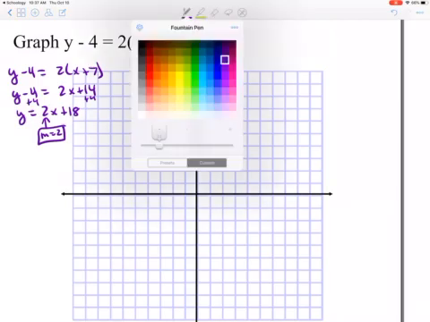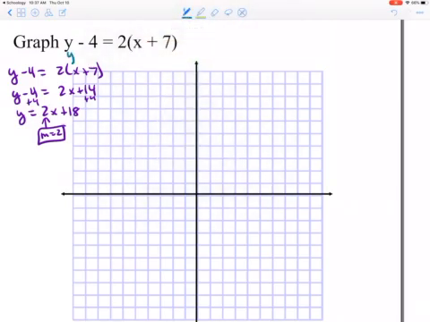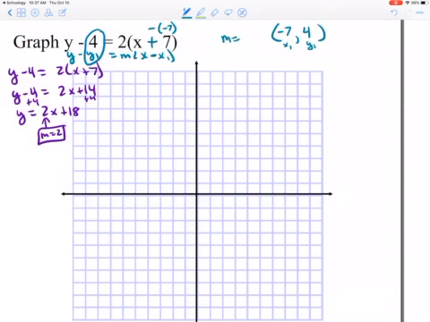What is convenient about this form is it's already in slope-intercept form. Y minus y1 equals m times x minus x1. So if I'm looking at what y1 is, my point is going to have 4. That's my y1. My x1, see how it says plus 7? Well, I want minus. So it's the same as minus negative 7. So my x1 is negative 7. I also know that the slope is 2. So there's a point, negative 7, 4.